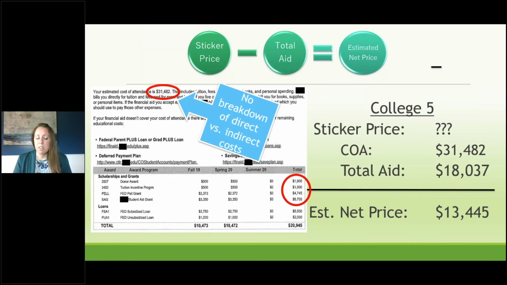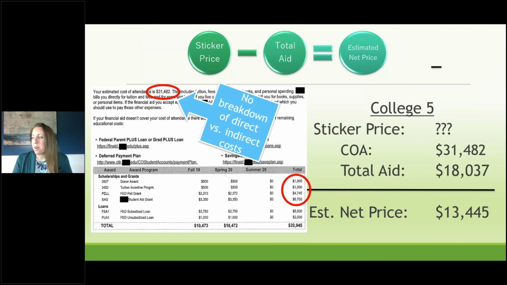So to do the math on this one, I just use the COA, and if it was me and I was working with a student, I would highlight it and put a little sticky note on there and say, hey, we need to do a little more investigating, but we're going to get a general idea here.